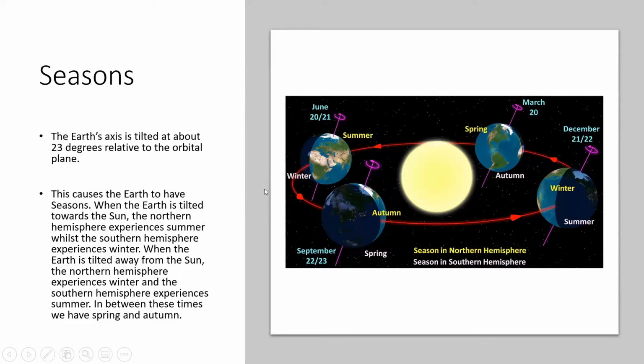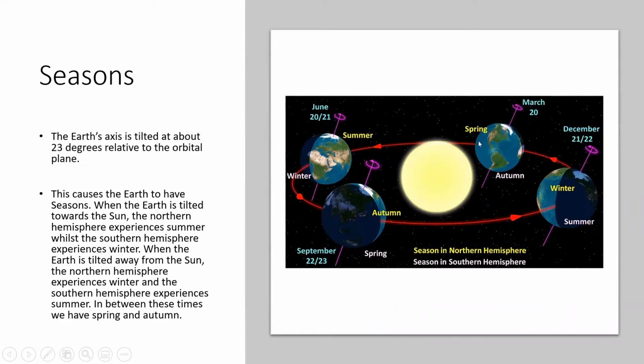So when the Earth is tilted towards the sun, in the northern hemisphere, so here you can see it's always pointing at the same place, the axis. We'll talk about that a bit more in a minute. Seasons are not caused by the distance between the sun and the Earth, they're caused by the tilt completely. So when the Earth is tilted towards the sun here, we experience summer in the northern hemisphere, and the southern hemisphere experiences winter.